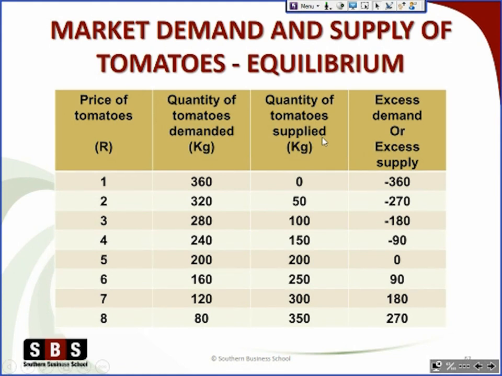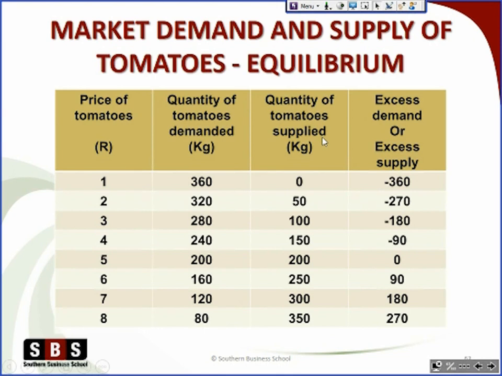And the same with the top. It's the 100 minus the 280. That's why it's a negative figure. The negative figure always shows an excess demand, and the positive figure always shows an excess supply. So you must always start with the quantity of supply, the first one, minus the other one.